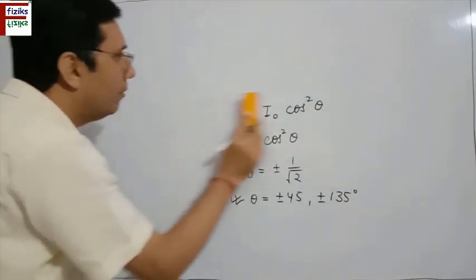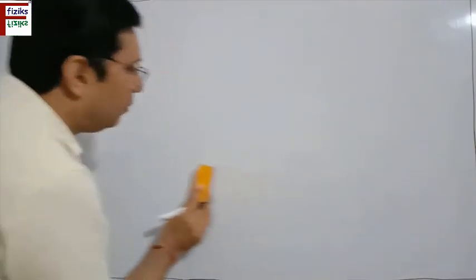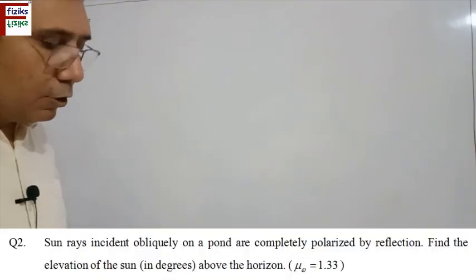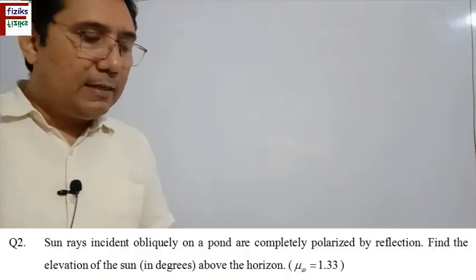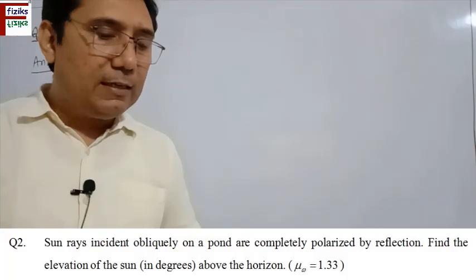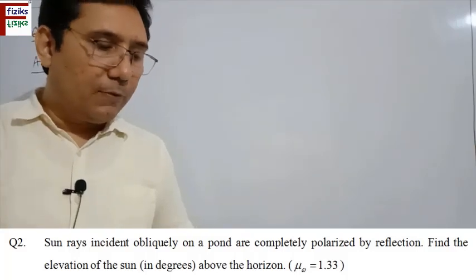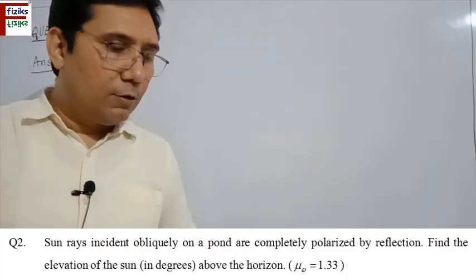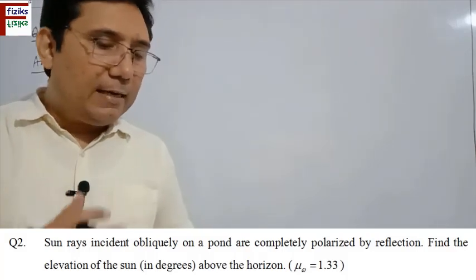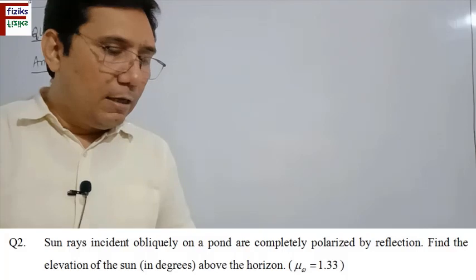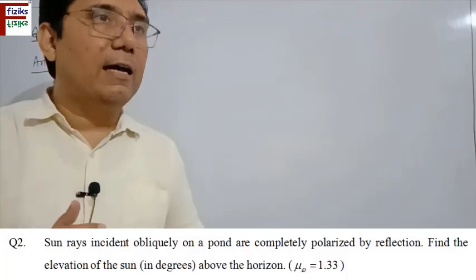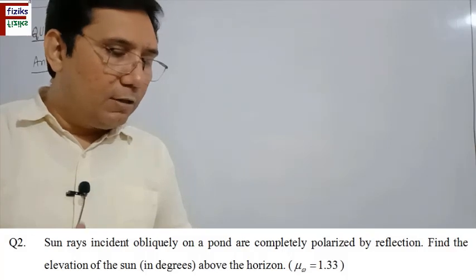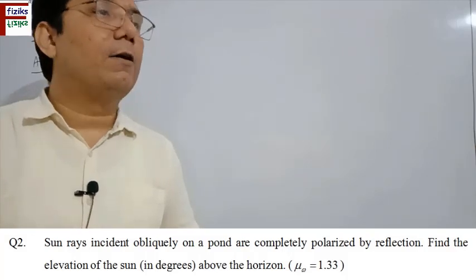Now we will solve question number 2 of the question sheet I have already provided you. Question number 2 is: sun rays incident obliquely on a pond are completely polarized by reflection. So sun rays are coming and incident on a pond and they are completely polarized after reflection. Now we have to find out the elevation of the sun above the horizon.